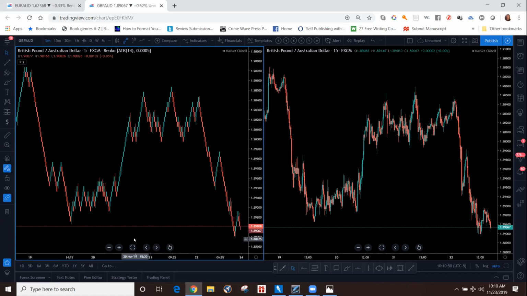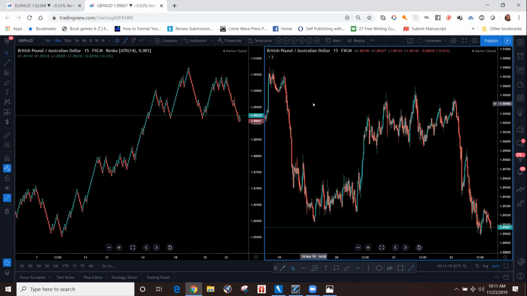Make sure you remember these time frames. 5-minute Renkos, 15-minute candles. Here we go, right here. See that? Your 15-minute Renkos is going to be your 1-hour candles.